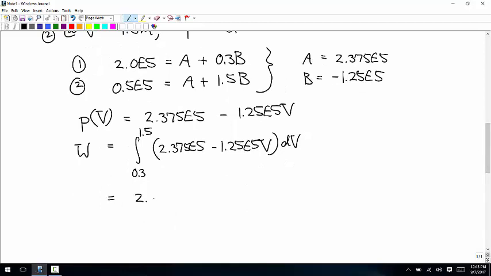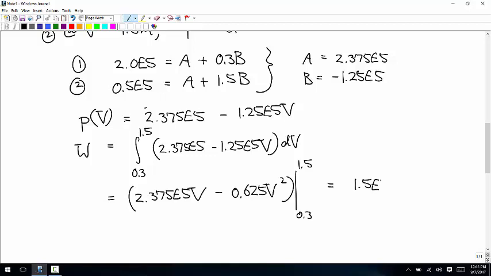And so that's 2.375 times 10 to the 5 V minus 0.625 V squared, evaluated from 0.3 to 1.5. And can someone calculate that? 1.5 times 10 to the fifth. And we did everything in SI units, so the units are joules.